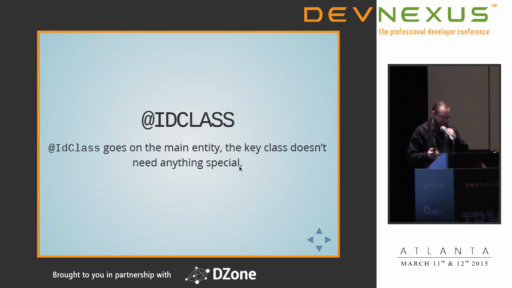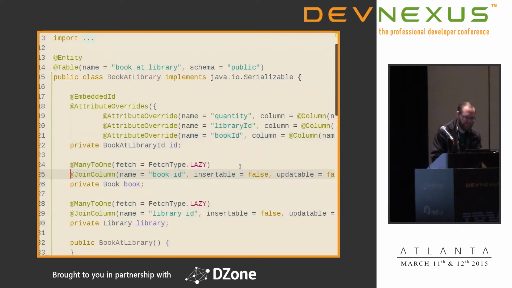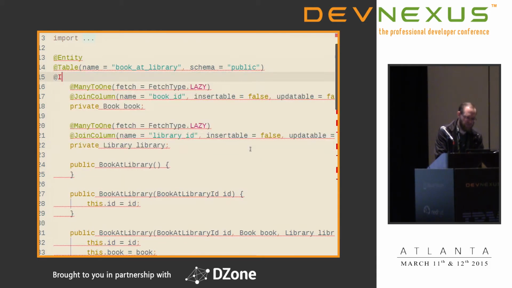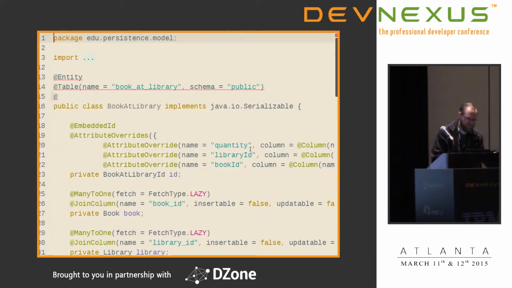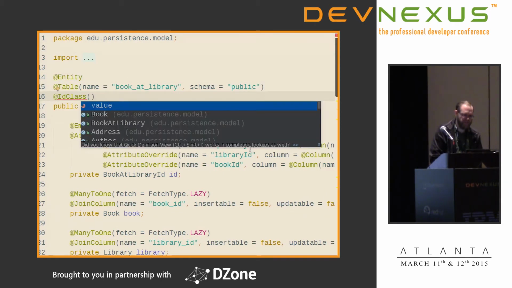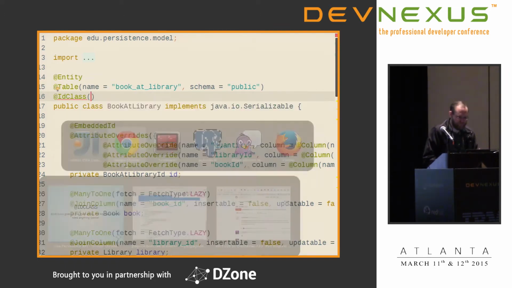Another way of doing it is to use the ID class. What we do on that one, if we were to do it this way, we'd come up here to the top of our class, and we would do ID class, and that just has a value, takes the class. You put the class reference there, and then you add the private class ID, whatever there. And that's how you do those ones.